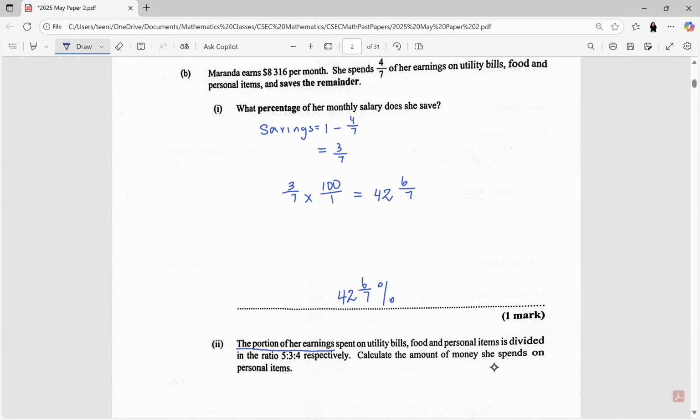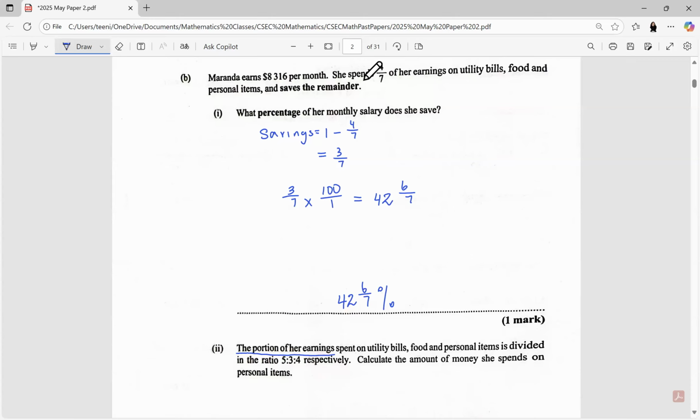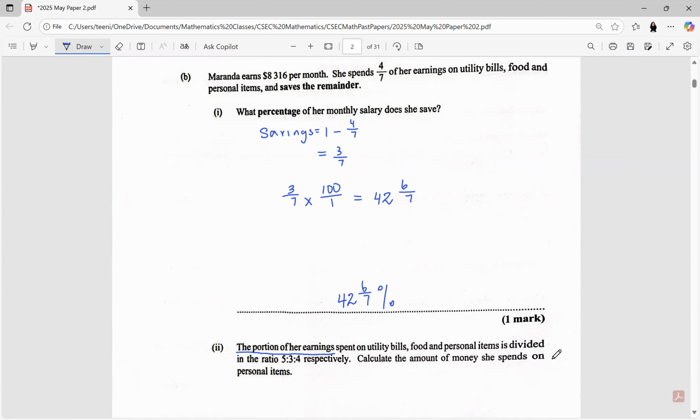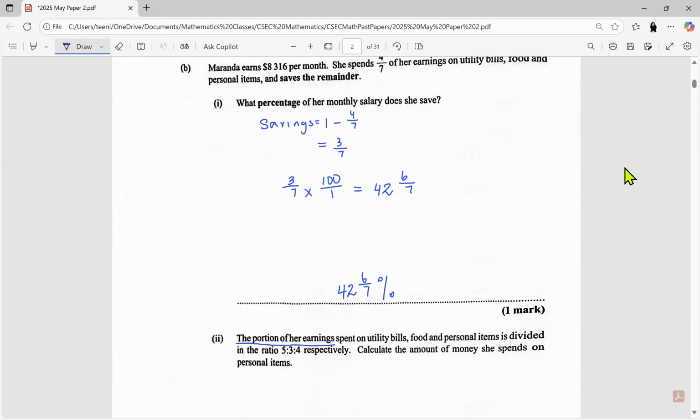So to begin with, I need to know what is the portion of her earnings spent on these three things. And they've already given us that information. We don't know the actual figure, but they've told us that out of the $8,316 that she earns, she spends 4/7 on those things. So my question to you guys is, how would we calculate the amount of money spent on those things if we know that's 4/7 of her earnings?